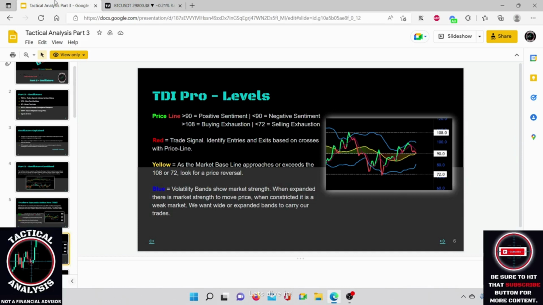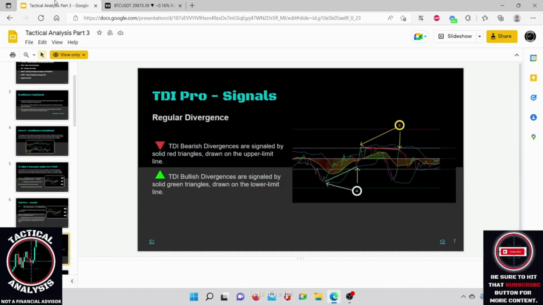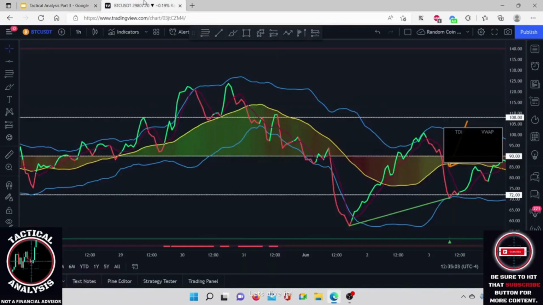Okay, the volatility again shows market strength. Expanded, there is market strength to move price. Constricted, it's a weak market. Okay, let's look at the TDI Pro signals, which we have in addition. Okay, we have divergences. The solid red triangle is a TDI bearish divergence. Okay, and it's on the upper limit.